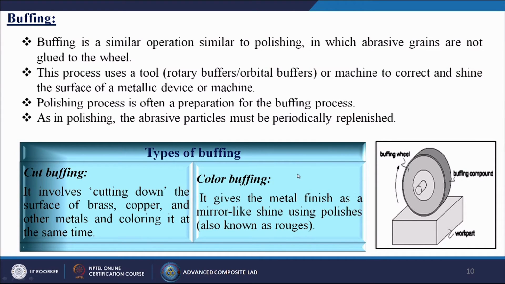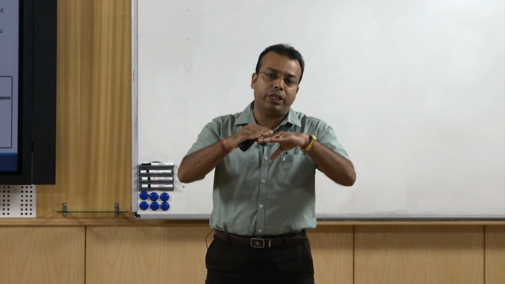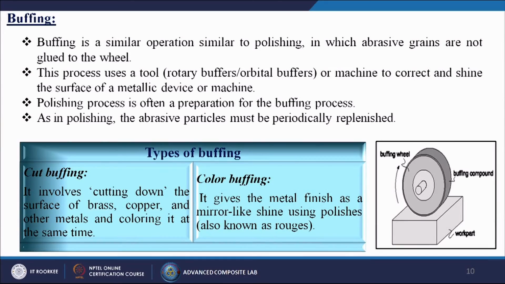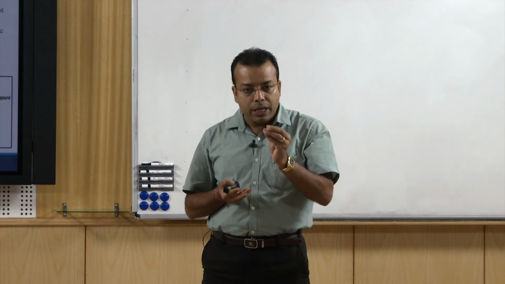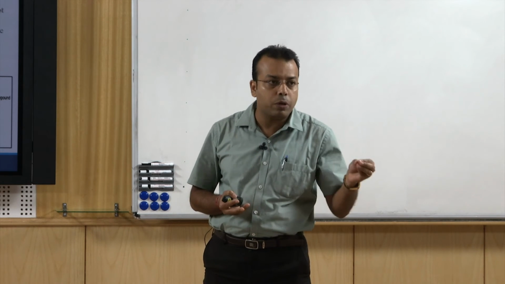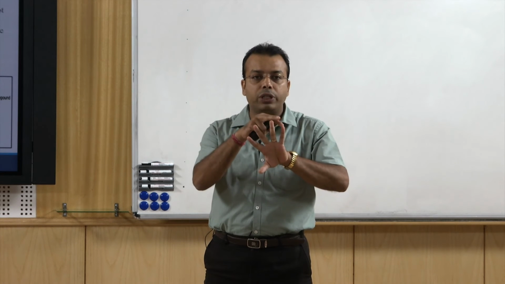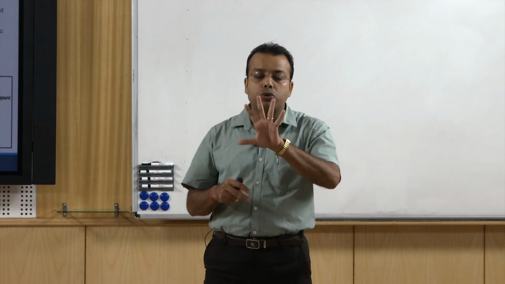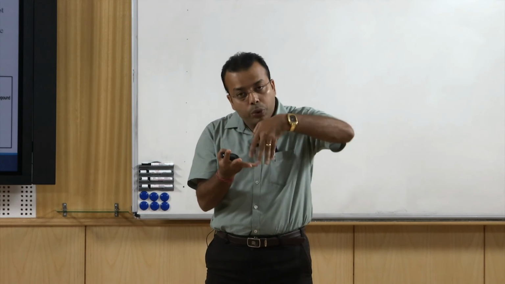Polishing is often a preparation for the buffing process, as in polishing the abrasive particles must be periodically changed or replenished. Why? Because your wheel is giving pressure onto your metal due to gravity or weight. So whatever abrasive particles I am using over here, with constant rubbing and a normal load always acting, they will break into small pieces. After a certain time all the projection areas will be blunt. So what do we have to do? We have to put in newer particles so that we get newer projection areas which can rub easily onto the material surface.